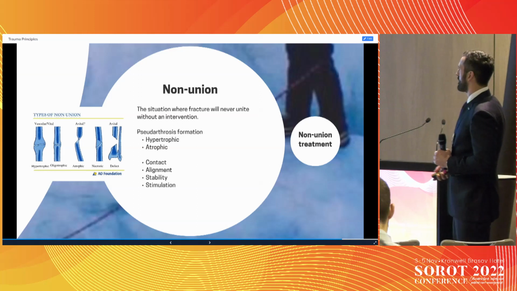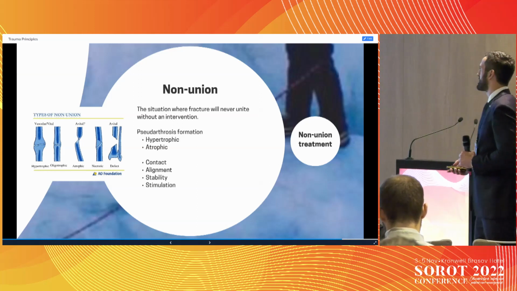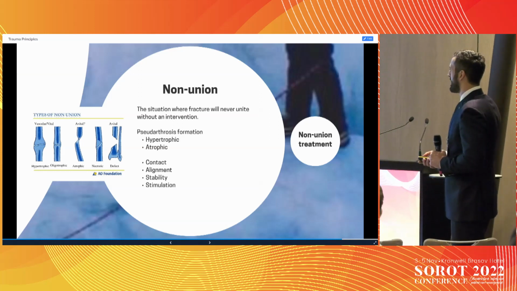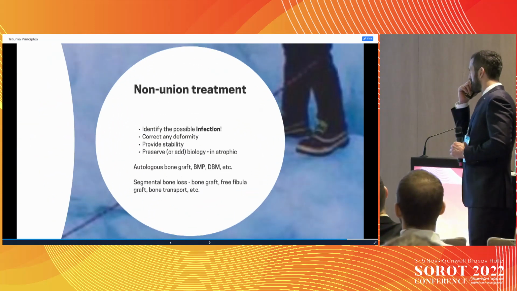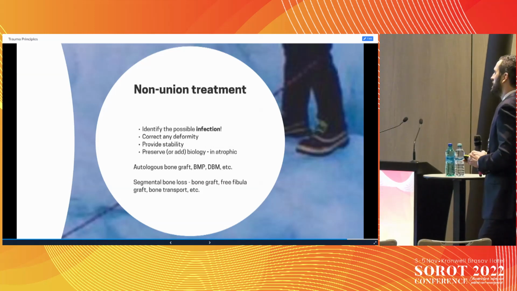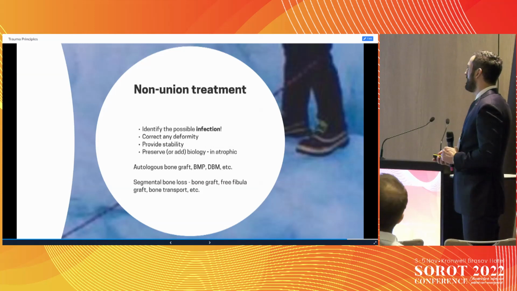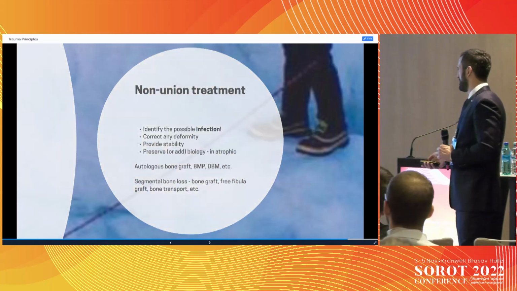Non-union, the situation where a fracture will never unite without an intervention, I would say after 9 months. There is hypertrophic and atrophic. We have to provide the contact, the alignment, the stability, and biological stimulation. We need to identify the possible infection, correct the deformity, and provide the stability. Autologous bone grafting is a viable choice, BMP, demineralized bone matrix, and so on.